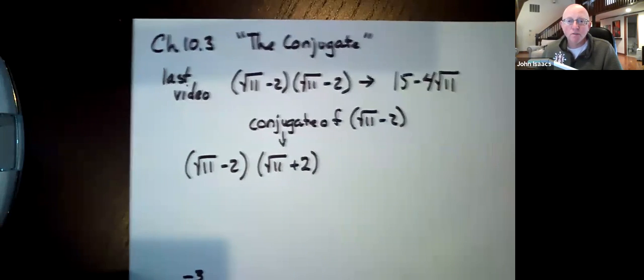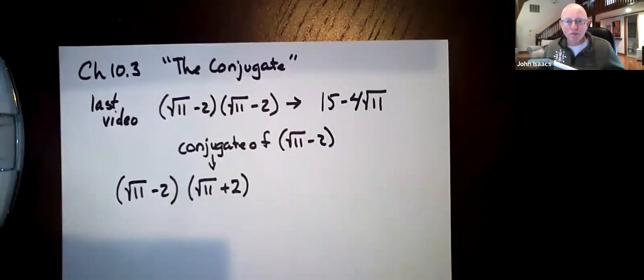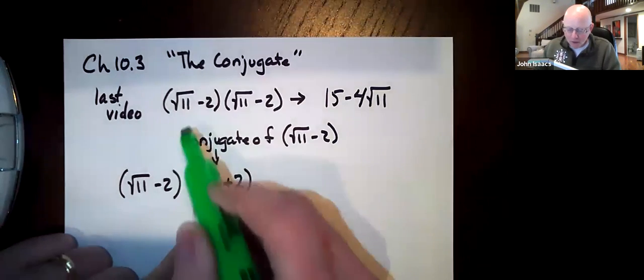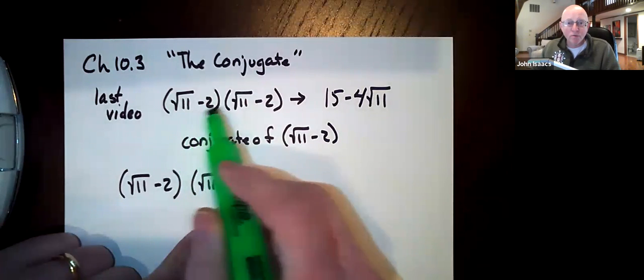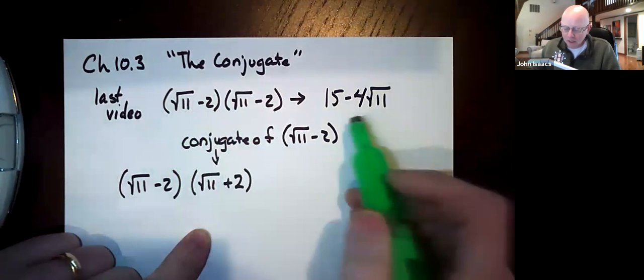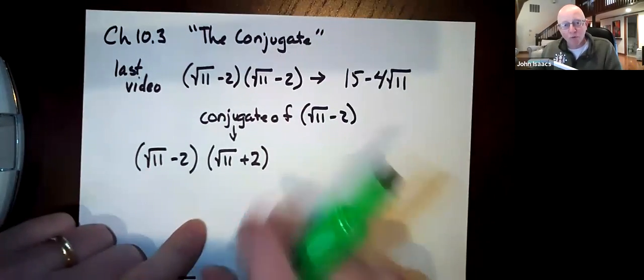The conjugate specifically is a binomial that is just like another binomial, except the sign in the middle of the binomial is different. So in the last video, we had root 11 minus 2 times root 11 minus 2, because we had a square root 11 minus 2 basically. And we came out with 15 minus 4 root 11. But in this video, we're going to work with what's called the conjugate.